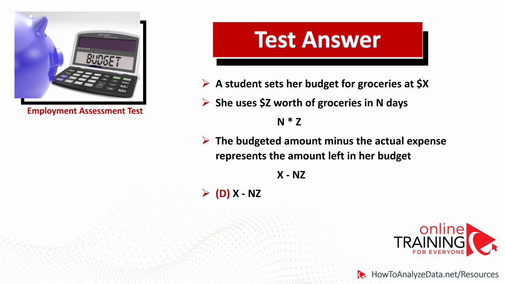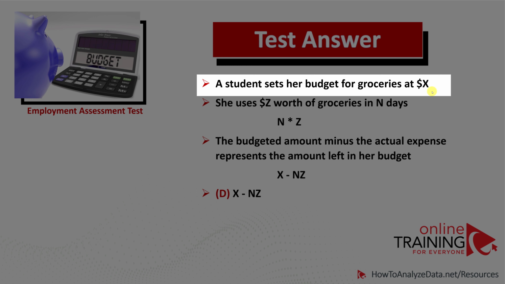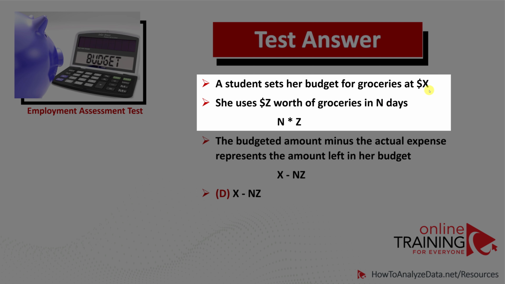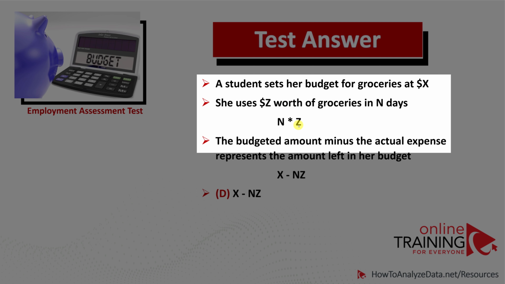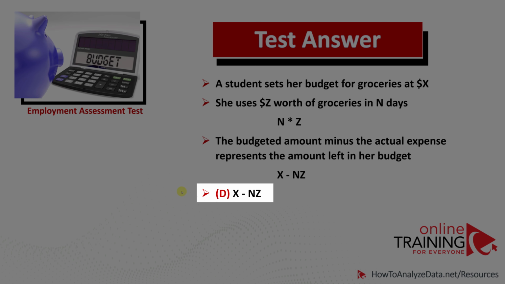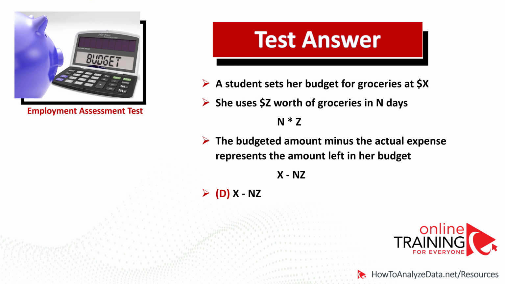To solve this challenge, let's interpret the original formula so we can put the correct values into it. If a student sets her budget for groceries as X and then uses Z worth of groceries in N days, the original budget value would be X, and she uses N multiplied by Z. So the budgeted amount minus the actual expense represents the amount left in her budget. So the final formula would be X minus NZ. So the correct choice here is choice D, X minus NZ. Hopefully you've nailed this question.